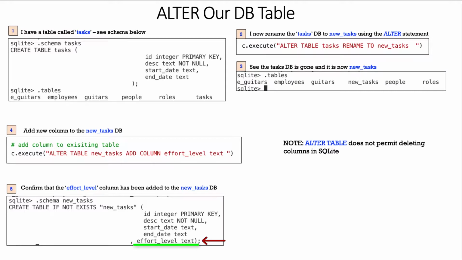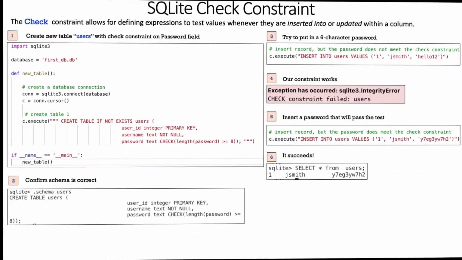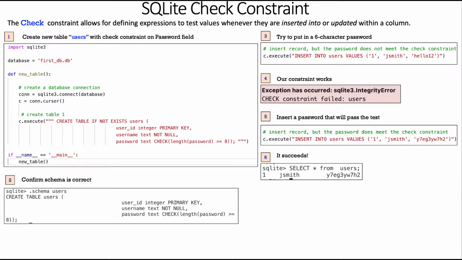type text. I'd like to mention that alter table does not permit us to delete columns in SQLite. So if we had to do that in SQLite, we'd have to probably create our table new. Now we're going to implement a check constraint.